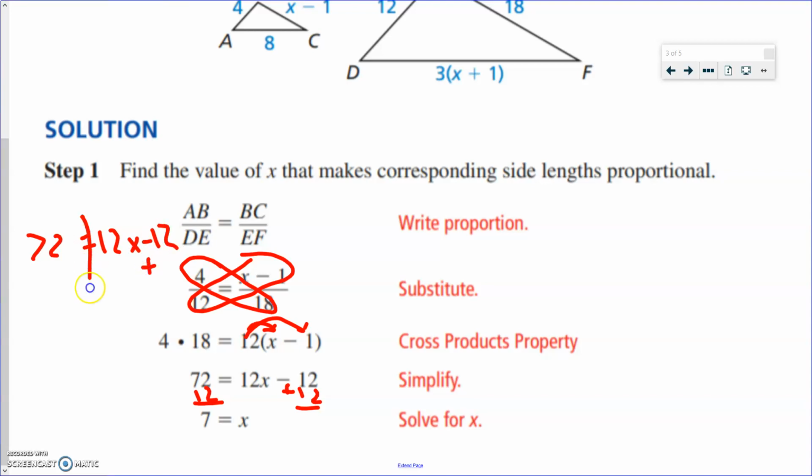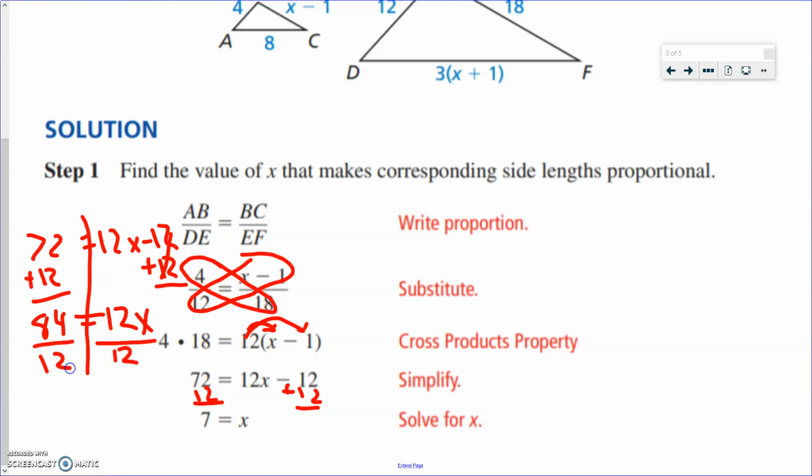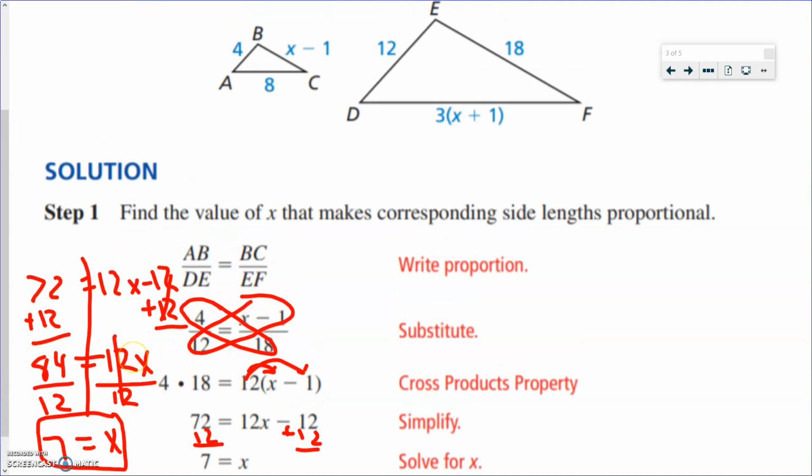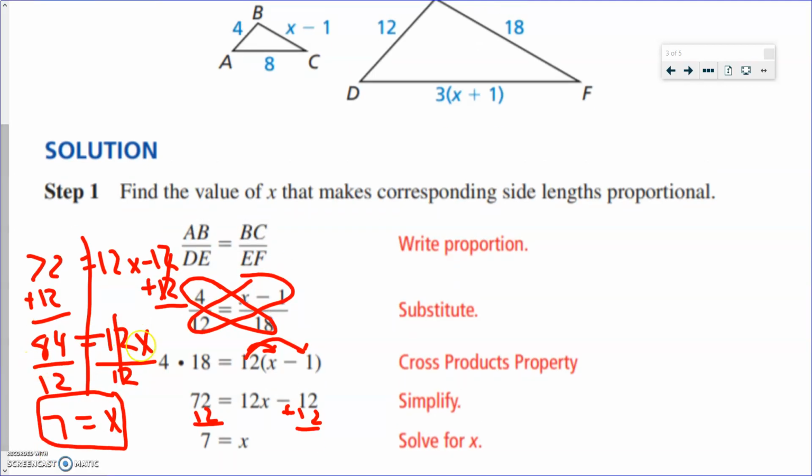We're going to add 12 to both sides. That goes away. We get 84 equals 12x. Now we divide both sides by 12, and that gives us 7 equals x. And that's the value for x that makes both of these triangles similar. A little bit of algebra. I know it's new ideas. We're going to try our best, we're going to try with our butterfly.